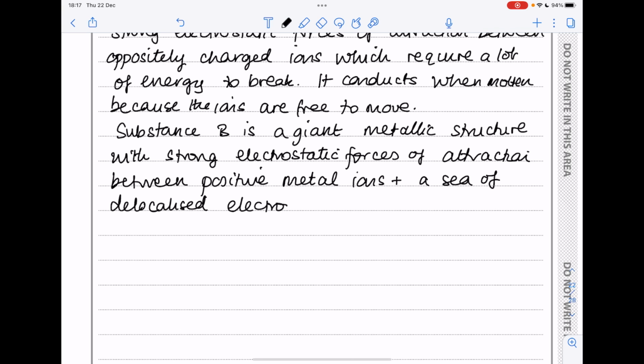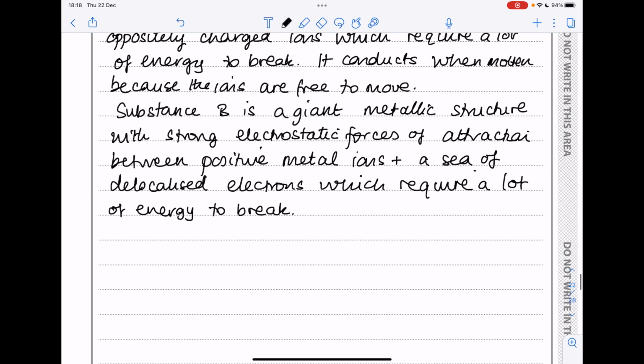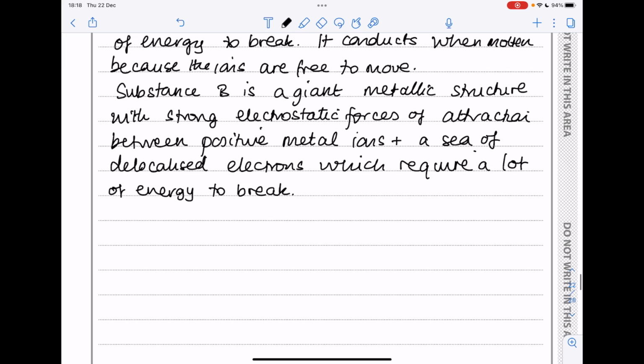We always talk about the requirement of energy. It requires a lot of energy to overcome these forces. Why does it conduct when molten and solid? Because it has delocalized electrons which are free to move.